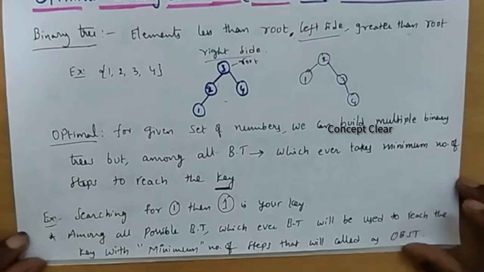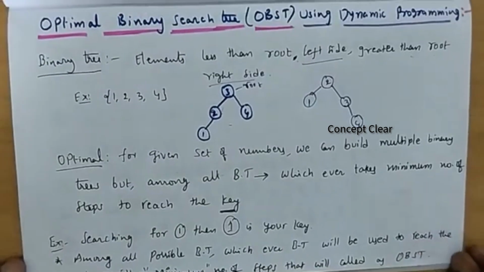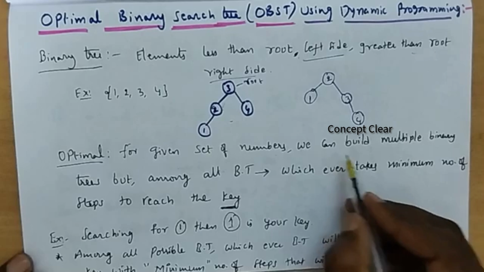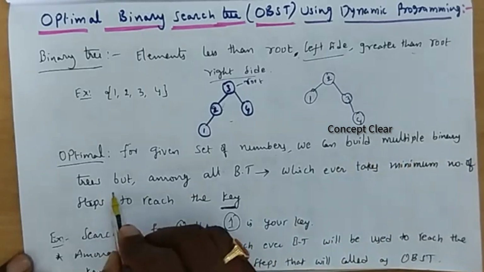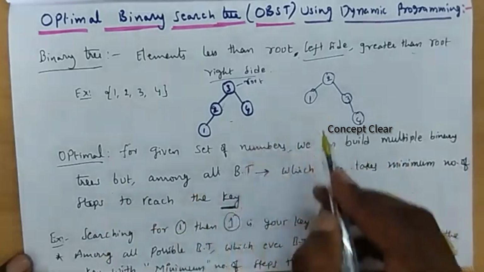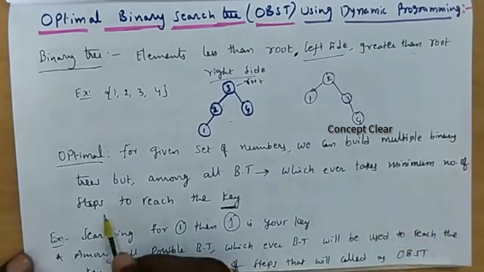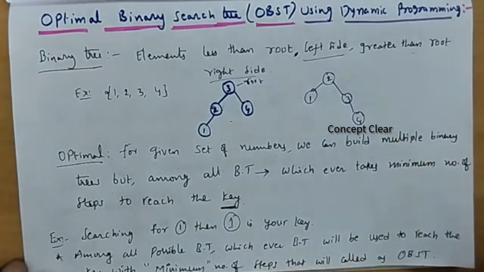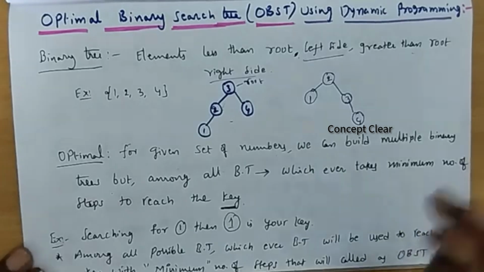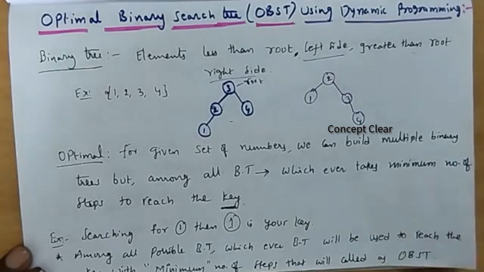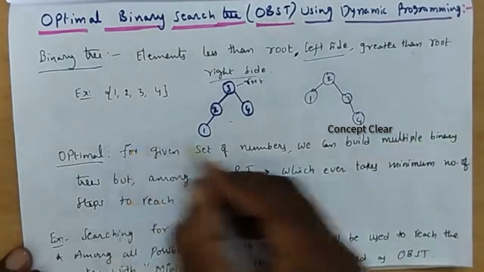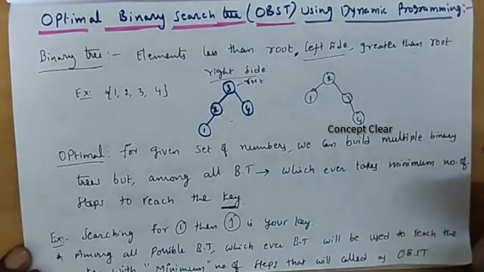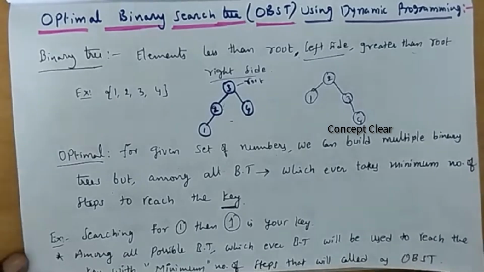What is the meaning of optimal binary tree? An optimal binary tree is nothing but, for a given set of numbers we can build multiple binary trees, but among all the binary trees, whichever takes the minimum number of steps to reach the key is called an optimal binary search tree. Okay, here searching means what? Suppose you are searching for a particular value, a particular key. Among all the binary trees, which one will be reached first? Those trees are called optimal binary search trees.